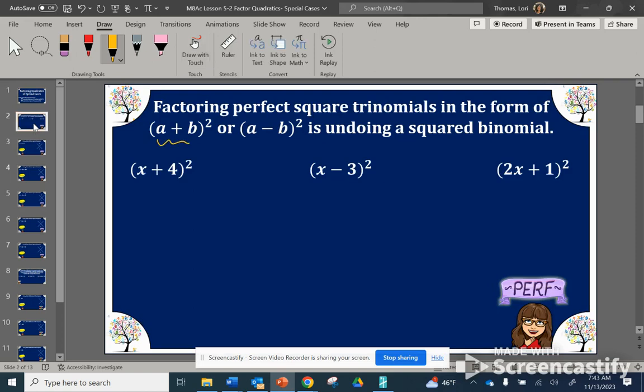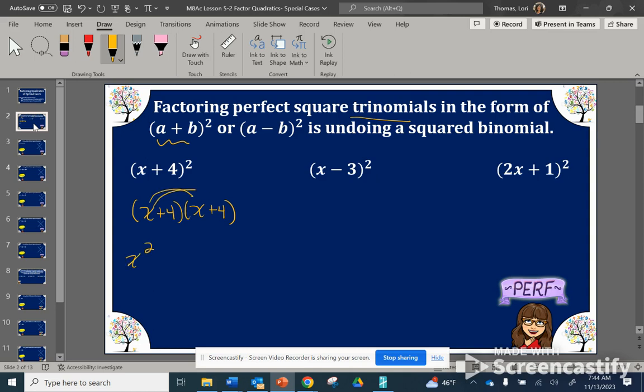They can either be in the form of the sum of two terms squared or the difference of two terms squared. So remember, when we have a binomial and we're squaring it, multiplying it by itself, we must write out the binomial and then do our double distribute. We can't just square x and square 4. That is not the correct answer. We're going to end up with a quadratic trinomial with three terms.